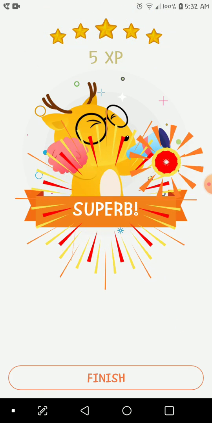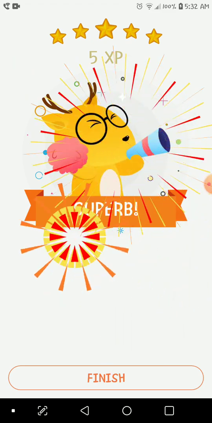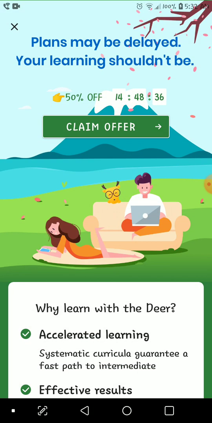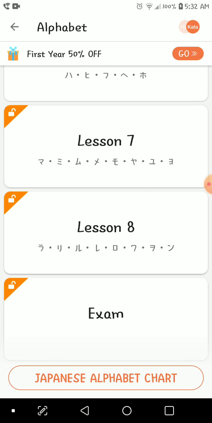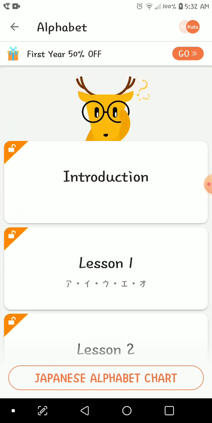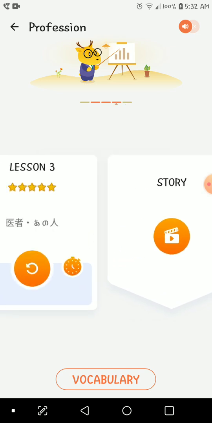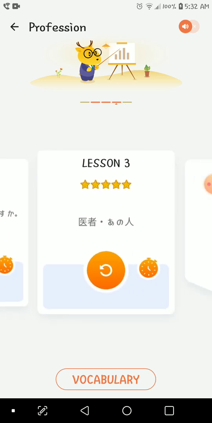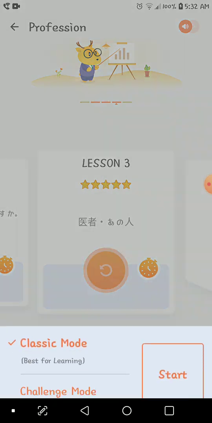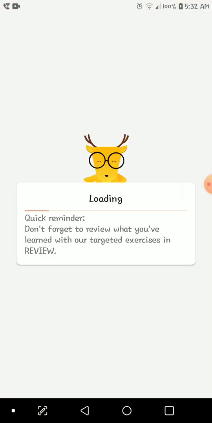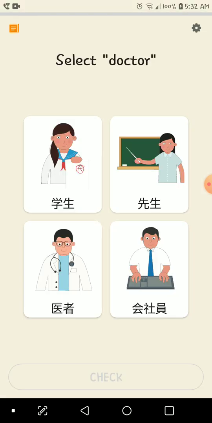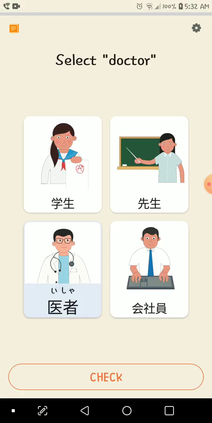So I failed on that, so we'll try that again another time. But we're gonna go down to the third lesson. Why does that wiggle so weirdly?